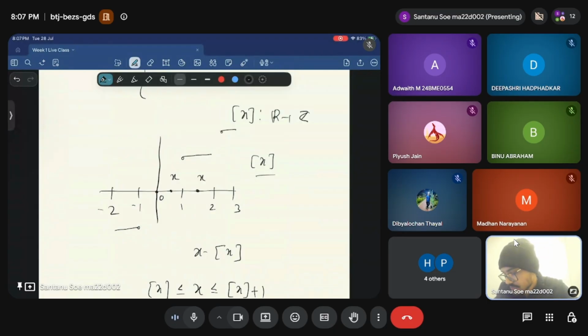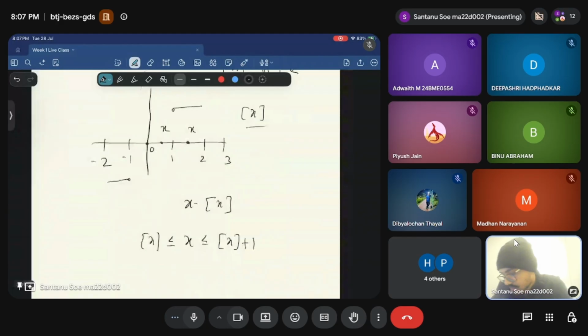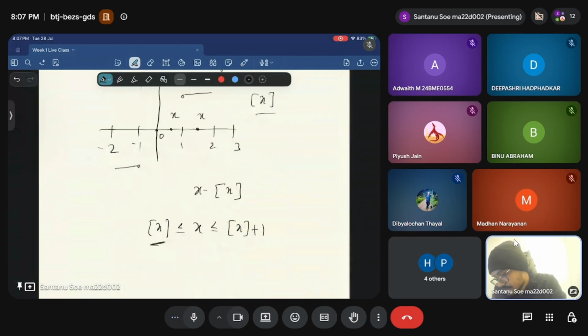So that means for any real number x, x will always lie between box x and box x plus 1, because that's how we have defined the function, correct? This is just graphical, not any theoretical thing here, because from the graph we can see that x is always greater than or equal to box x and less than box x plus 1, correct?